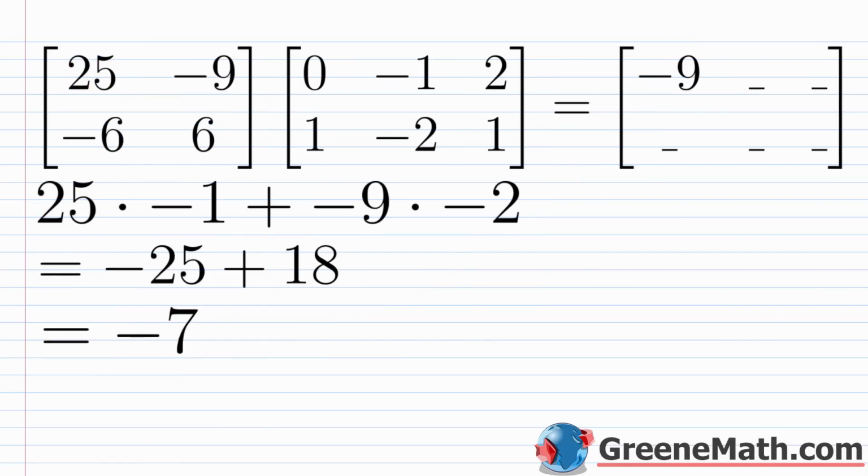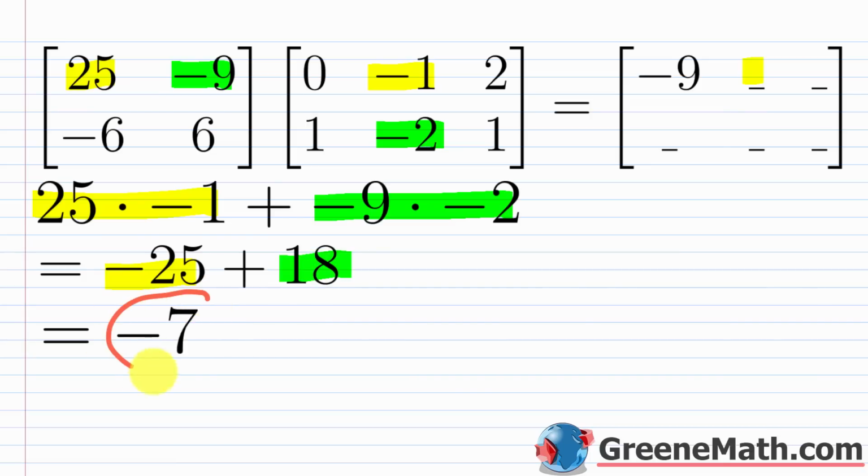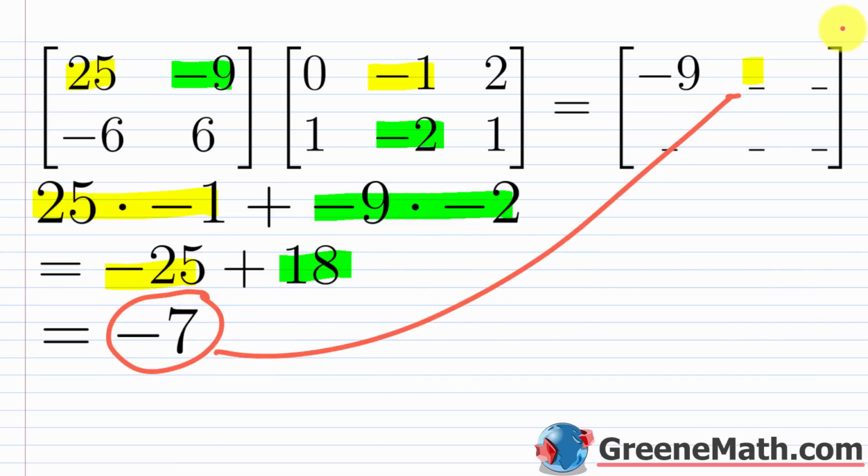Okay, so now we're going to work with this right here, which is row 1, column 2. So this is row 1, this is column 2. Let's go through and crank out the multiplication. 25 times negative 1, that's negative 25. Then you have negative 9 times negative 2, so that's 18. So negative 25 plus 18 is going to give me negative 7. So this right here is going to go right there. So this would be negative 7.